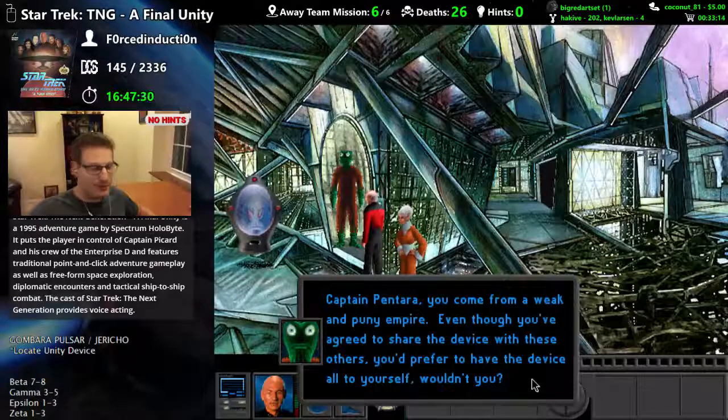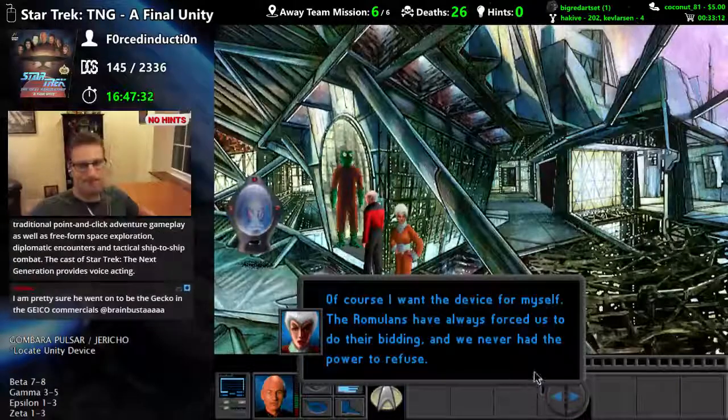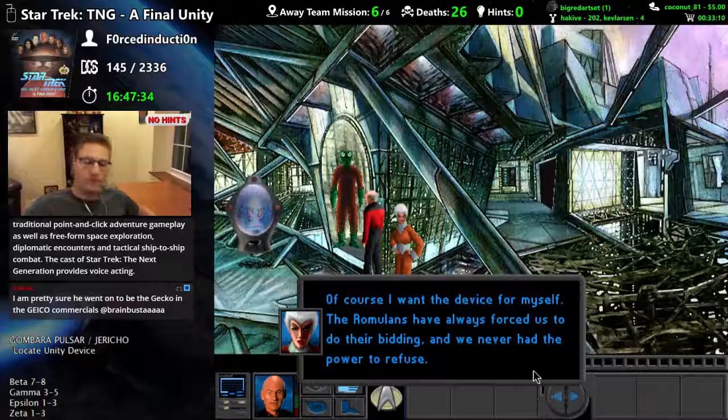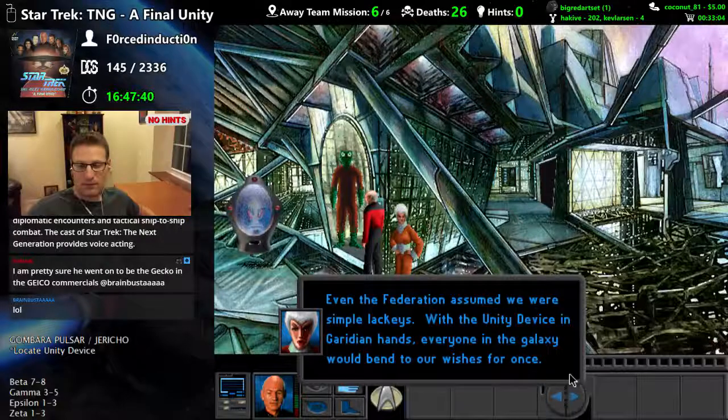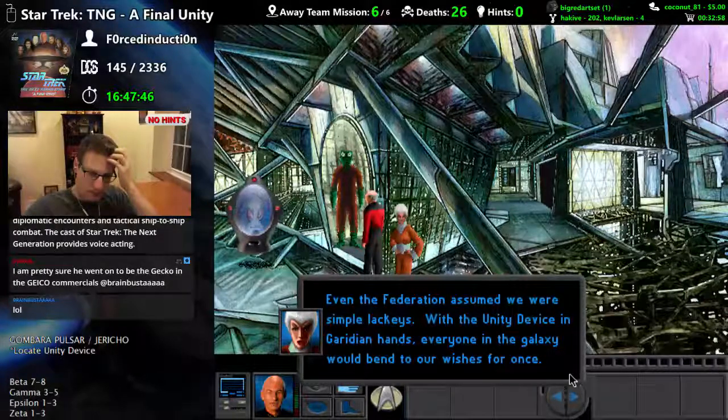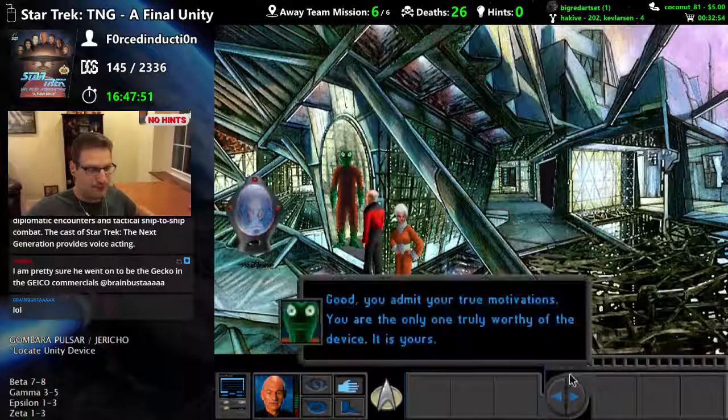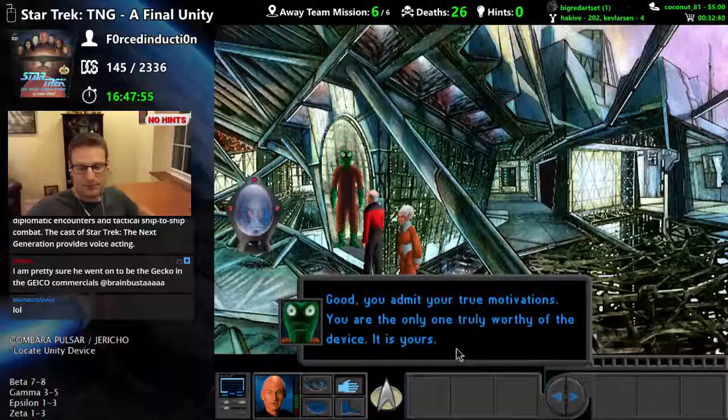Of course I want the device for myself. The Romulans have always forced us to do their bidding, and we never had the power to refuse. Even the Federation assumed we were simple lackeys. With the Unity device in Garidian hands, everyone in the galaxy would bend to our wishes, for once. So selfish. Good. You admit your true motivations. You are the only one truly worthy of the device.